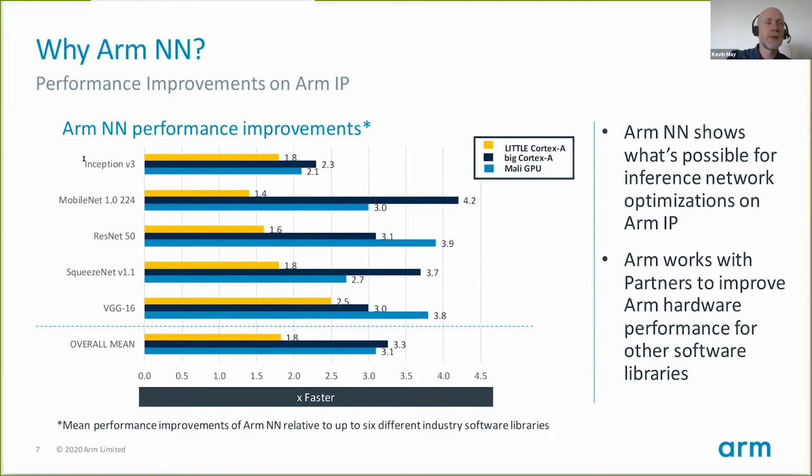So on the left, you'll see a number of different image recognition models, such as MobileNet, Inception, etc. And the one I want you to look at is actually the MobileNet here for the Cortex-A. You'll see a 4.2 times faster improvement of ARMNN relative to up to 6 different industries' software libraries. And also the mean here, you'll see for both the Cortex-A and Mali GPU, you're looking at over 3 times faster improvement relative to 6 industry software libraries. So ARMNN shows what's possible for inference, inferring networks optimizations on Arm IP.